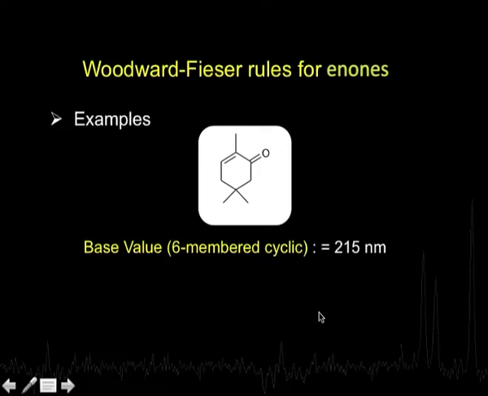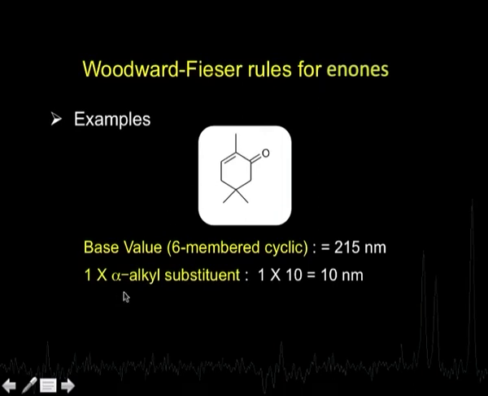Now what you find is, in the previous system we had the substitution here at beta position. Now we got it at alpha position. This is very significant, because if I have alkyl substitution at alpha position, the contribution is 10 nanometers, whereas for beta position it was 12 nanometers. If it is at gamma position, it is 18 nanometers. So we find that the position of the substitution also matters here.